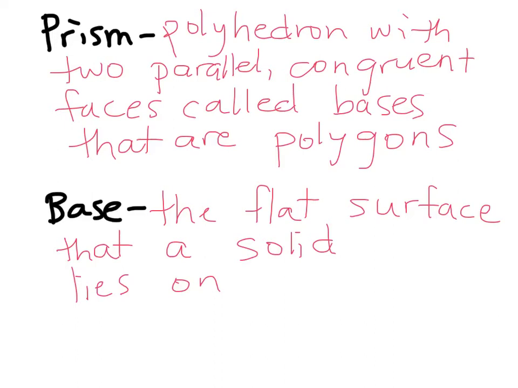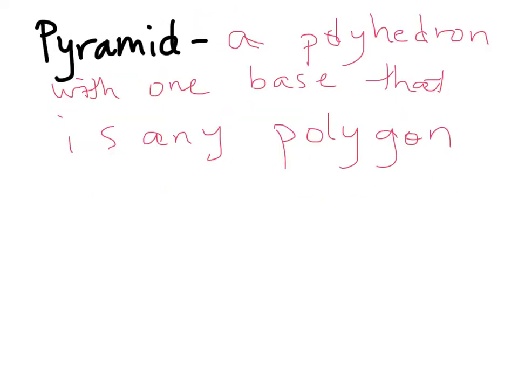So some things have two bases, some have one. Sometimes it's not actually lying on the base, but if we turn it, we can lie it on its base. We're also going to look at pyramids, and pyramids are similar to a prism, but they only have one base, and that one base has to be some sort of a polygon. And then it comes up and it meets at a vertex at the top.